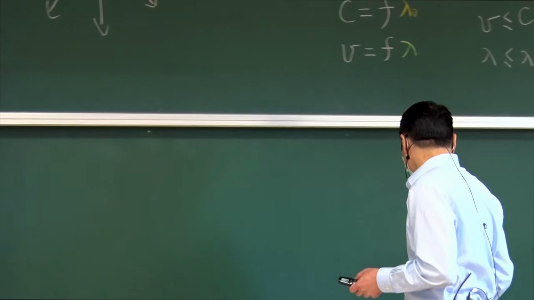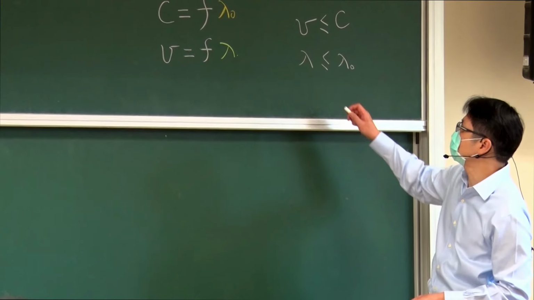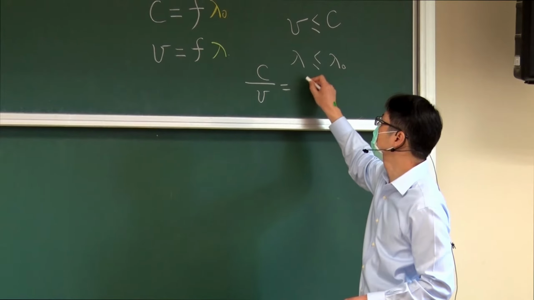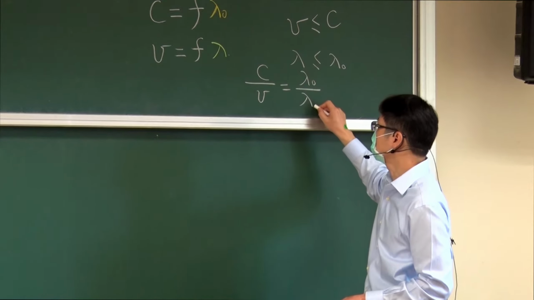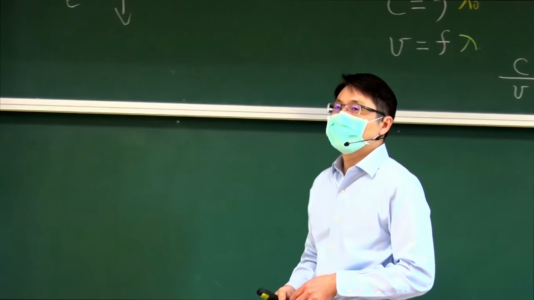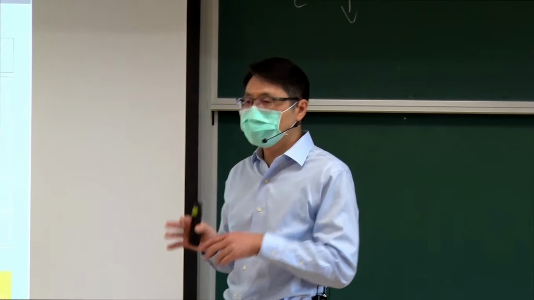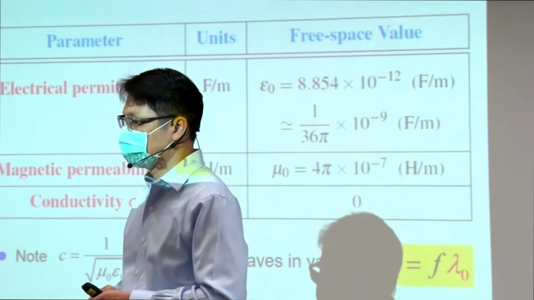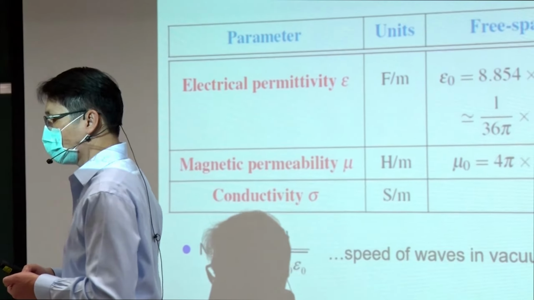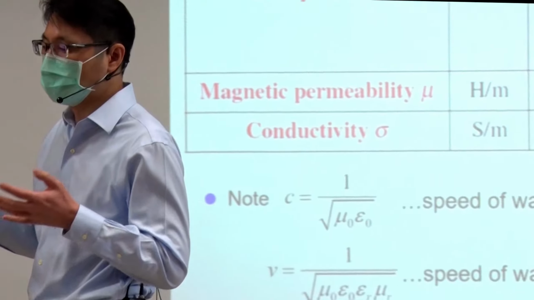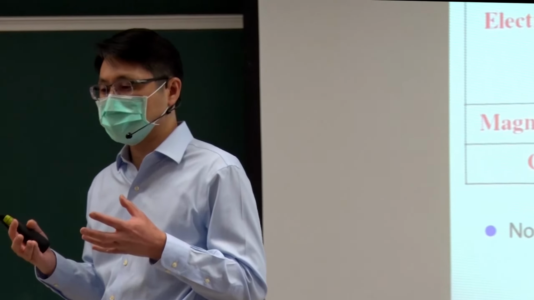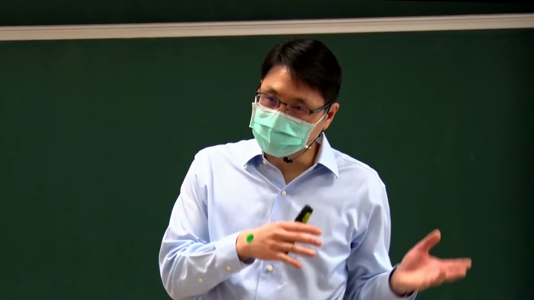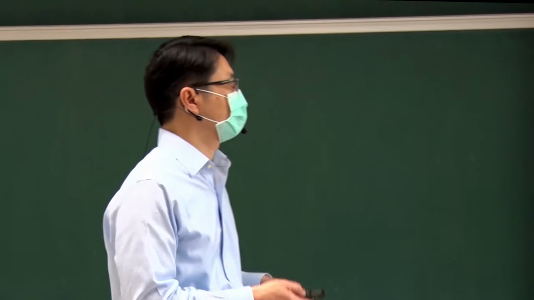Another way you can write this is to directly divide the two. So basically the ratio of C to V will be equal to lambda 0 to lambda. This will become useful for the first part, transmission lines. A lot of students come up and ask me, what does the wavelength mean? So later I will talk about it.